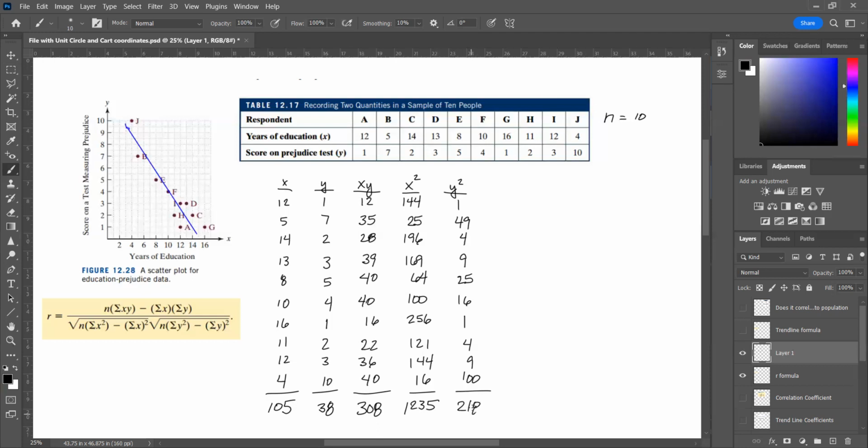Now I have all of those sums, so I can plug those into the formula. R equals n, which is 10, times the sum of the xy's. That's down here, 308. And you see that we took that time to create the table, but now filling in this formula is going to be quick. We know the sum of the x's, that was 105, times the sum of the y's, which was 38.